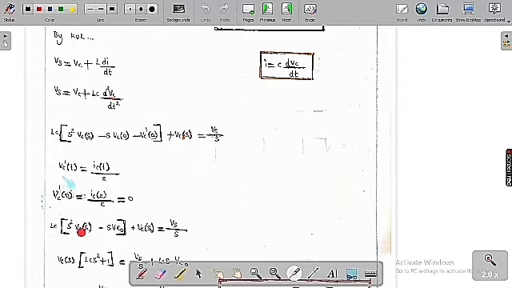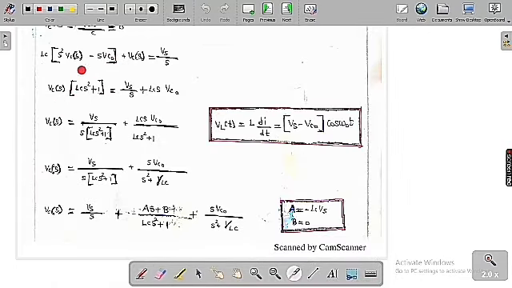So therefore LC into s square Vc of s minus s into Vc of 0, which is nothing but Vc0, plus Vc of s is equal to Vs by s. If you take Vc of s as common in these two terms, we get LC s square plus 1 is equal to Vs by s plus LC s Vc0. So if I divide by 1 plus s square LC on both sides, I am going to get Vs by s into LC s square plus 1, plus LC s Vc0 by LC s square plus 1.